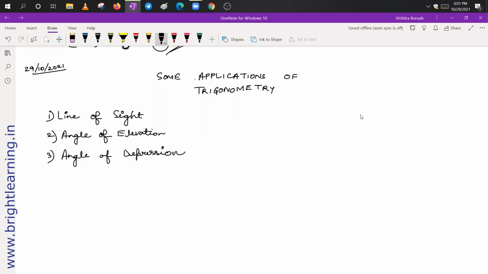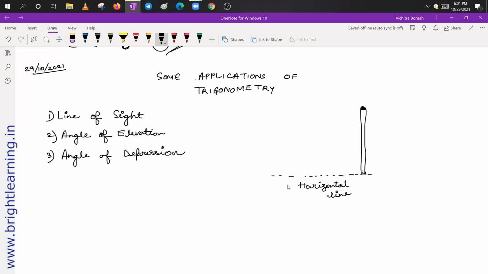Now suppose there is a tower. Okay, suppose this is a tower, or you can consider that there is some object here. Okay. So now this line is called the horizontal line.